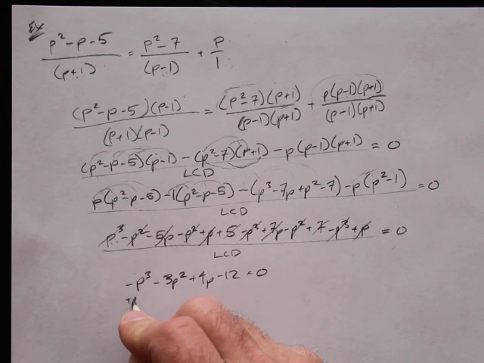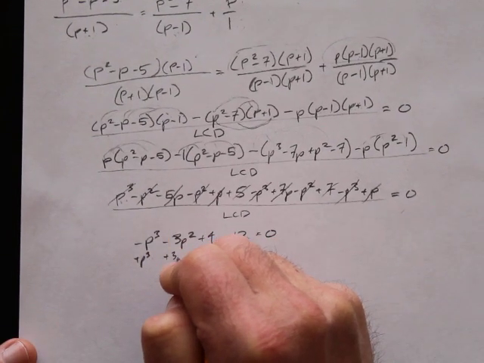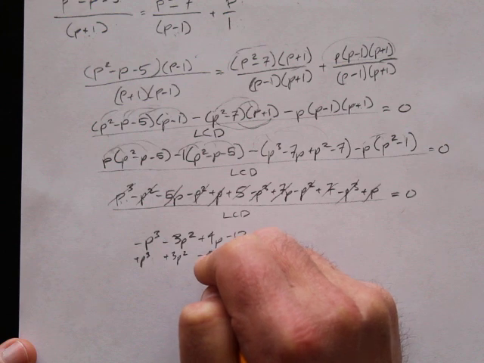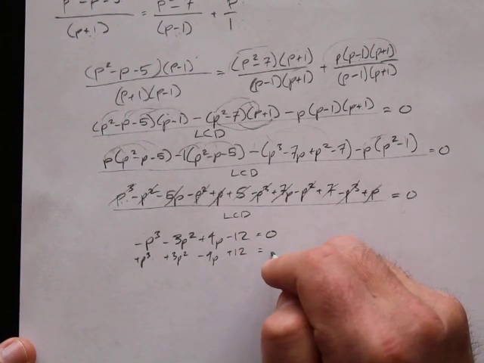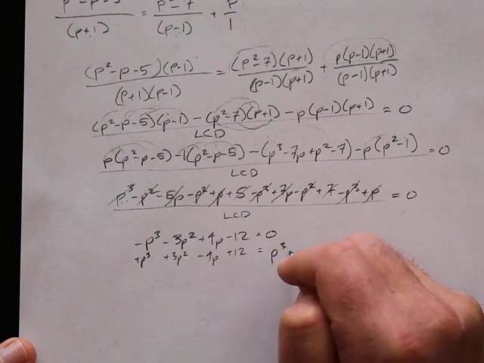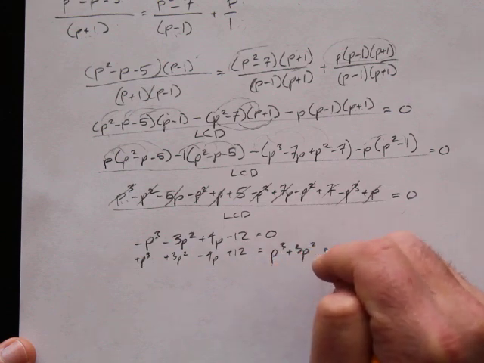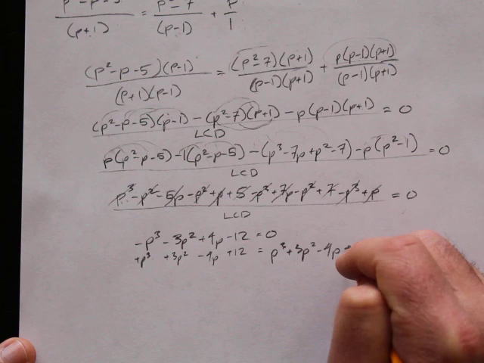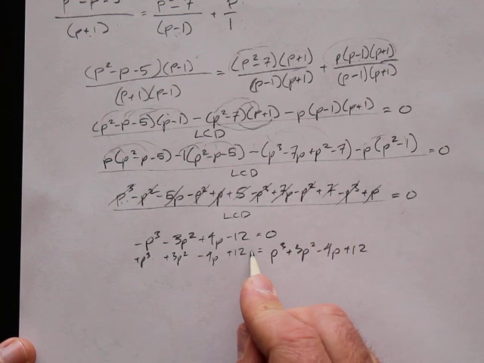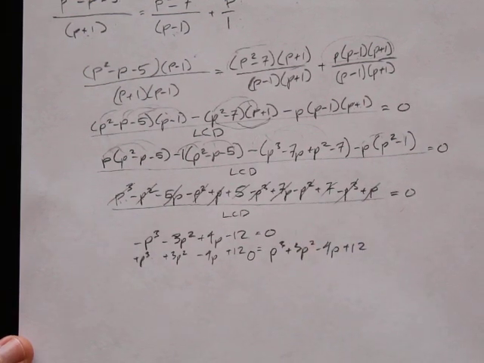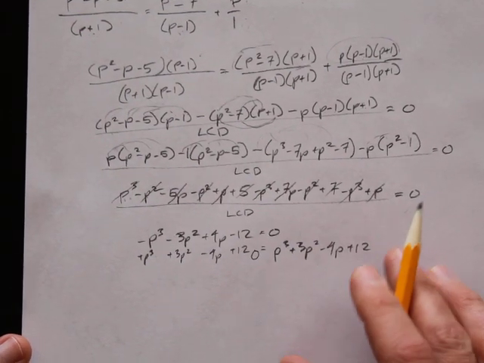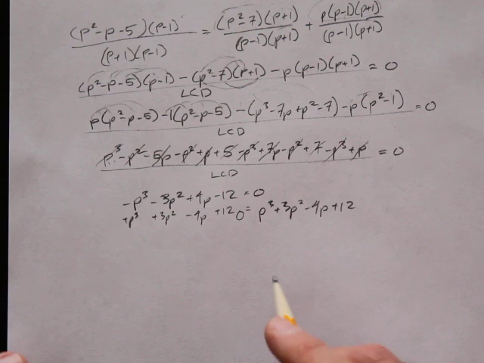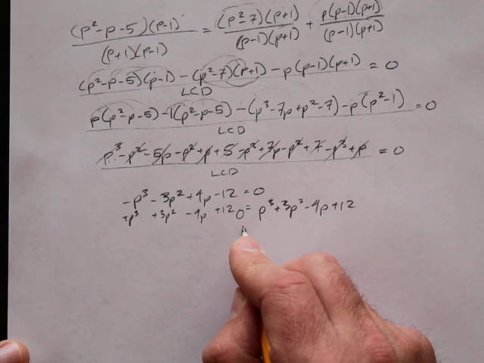I'm going to add p cubed, add 3p squared, subtract 4p, add 12 to both sides, so that I end up with p cubed plus 3p squared minus 4p plus 12 equals 0. That way, I have a positive p cubed here, and it's going to be easier for me to factor this. And this is how I'm going to do it.